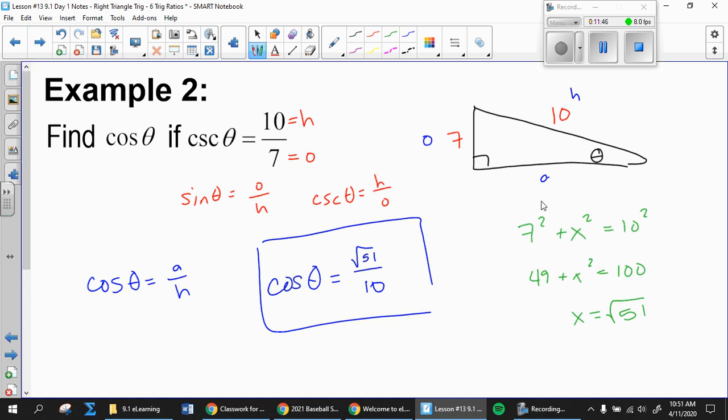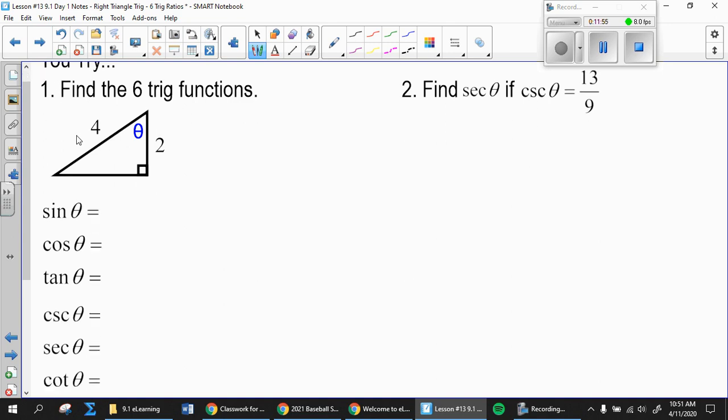So the only difference here is we just have to draw the triangle and use what's given to us to then find what they're asking for. All right, I want you guys to do these two examples here, two exact same examples we just did. Pause your video. Once you're done, unpause it, and I'll have the answers there.